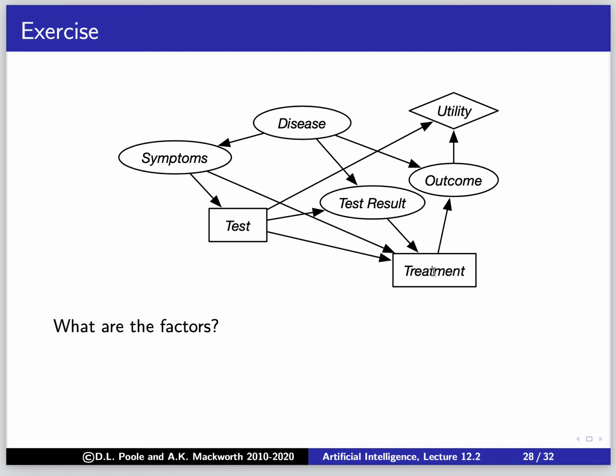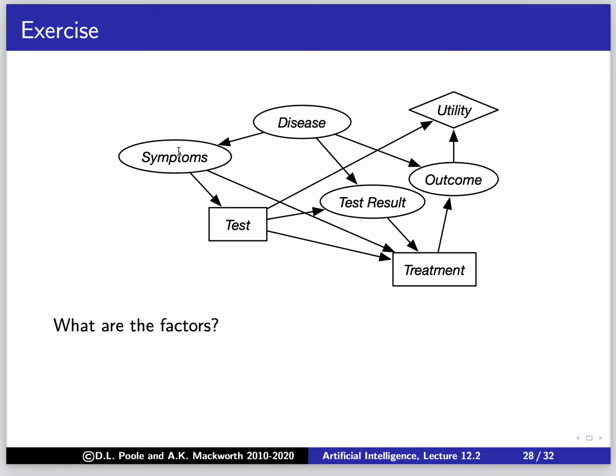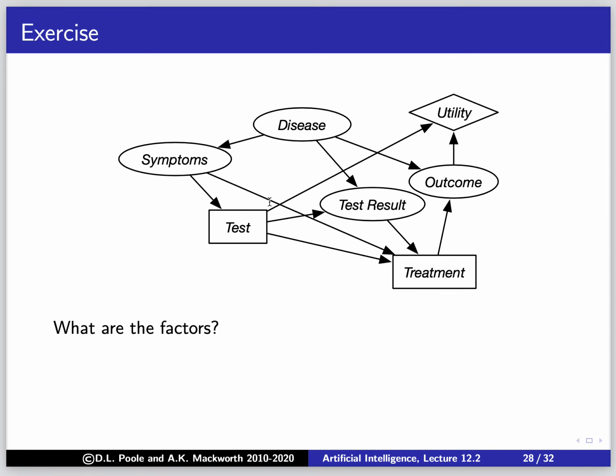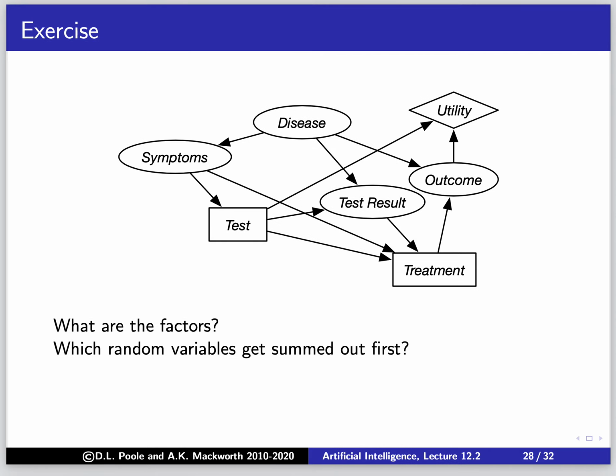It's basically that the symptoms are essentially independent of it. And then for the treatment, we only get to observe the symptoms, the test and the test result, and that gives the outcome that depends on the disease. And we'll assume here the utility depends on the cost of the test and the outcome, so how good or bad the test is plus the outcome. So the first question is, what are the factors? Then we're going to ask which factors get summed out first. Okay, so think about that.